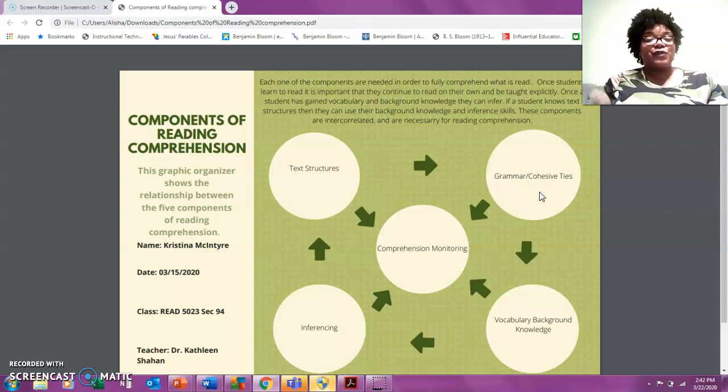Once a student learns to read, it is important that they continue to read on their own and be taught explicitly. That's where we come in as teachers, as educators, because we have to teach reading, decoding, and text structure. We have to teach all this explicitly in order for a student to fully comprehend what is read. Once a student has gained vocabulary and background knowledge, they can infer. If a student knows text structures, then they can use their background knowledge and inferencing skills. Like I said earlier, all these components are intercorrelated and are necessary for reading comprehension.